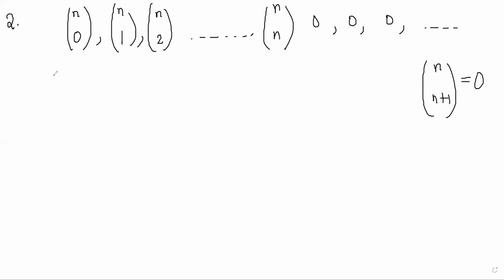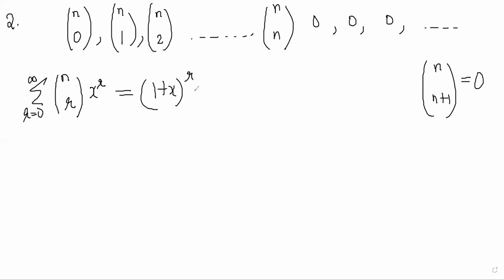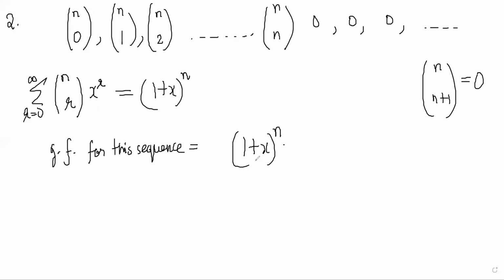So this generating function would again be similarly summation r goes from 0 to infinity nCr x^r. So that is actually the binomial expansion for (1 + x)^n, right? So the generating function for this sequence is simply (1 + x)^n. Correct? Okay.